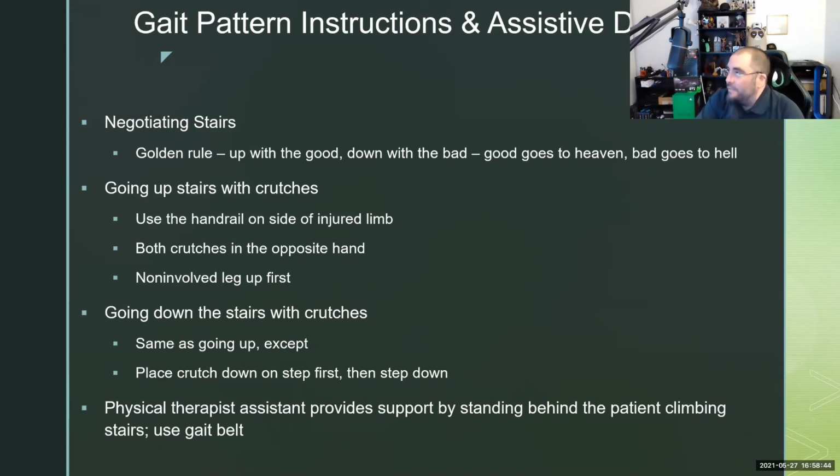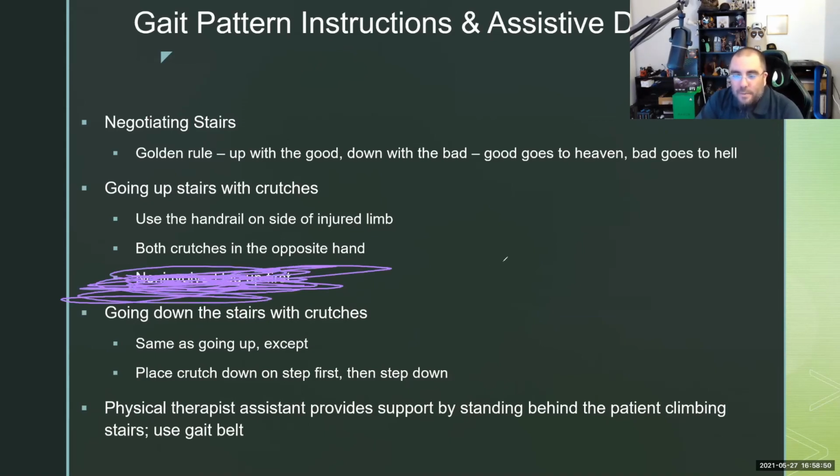But actually, you know what? Even with crutches, get rid of that. I don't know why the book says that. Don't do that. Bad book. I took that from the book. That's a bad book. Always up with the good.